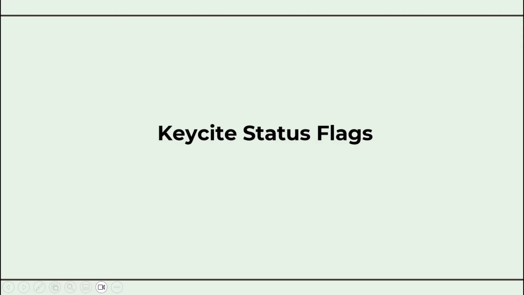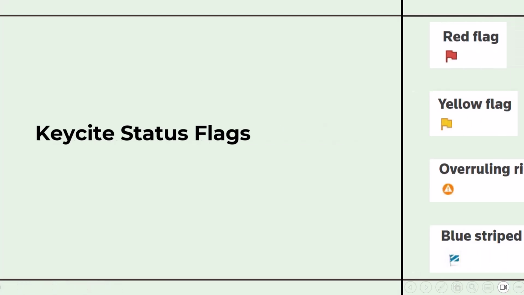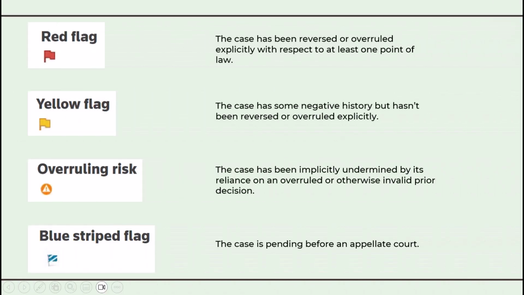They're called KeyCite status flags, and there's basically four that you really need to know about, and here they are. A red flag tells you that the case has been reversed or explicitly overruled with respect to at least one point of law.